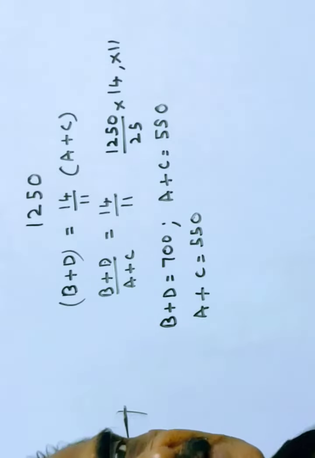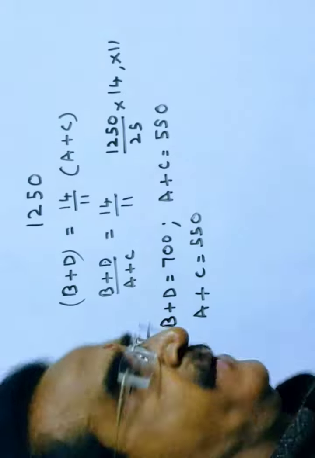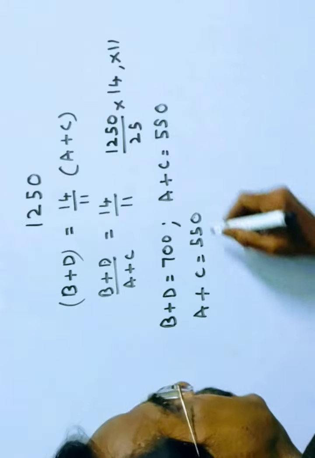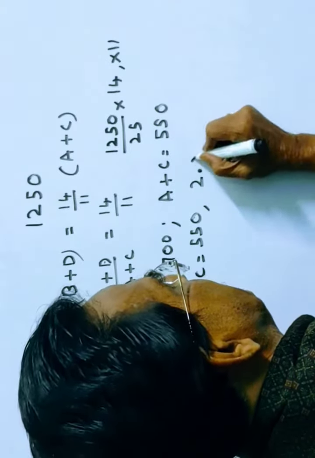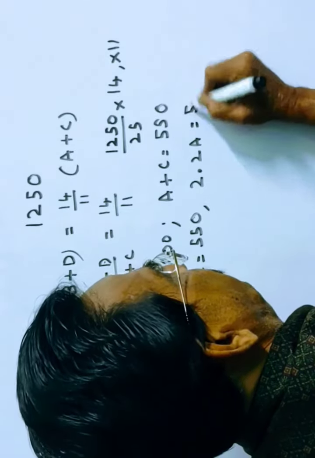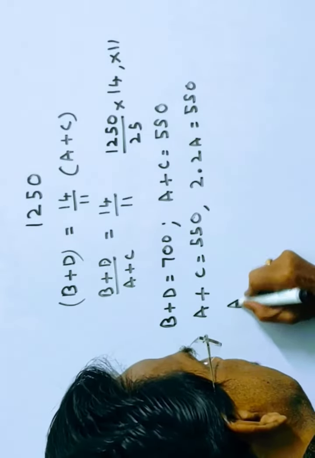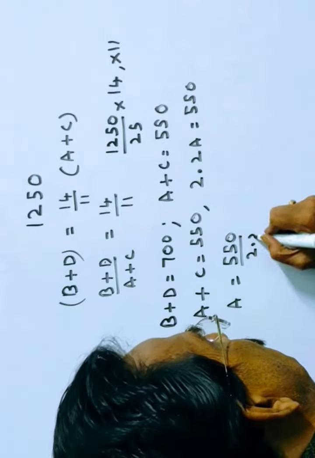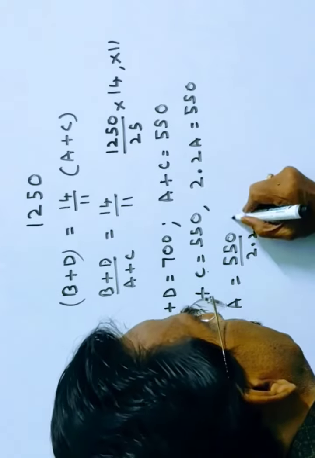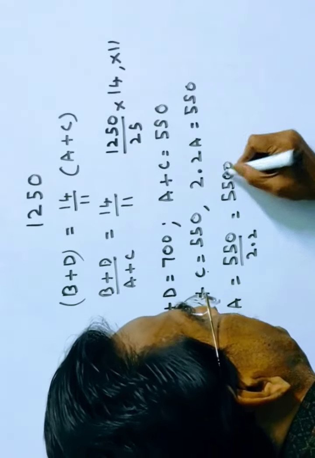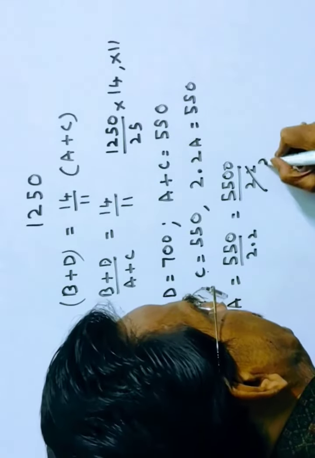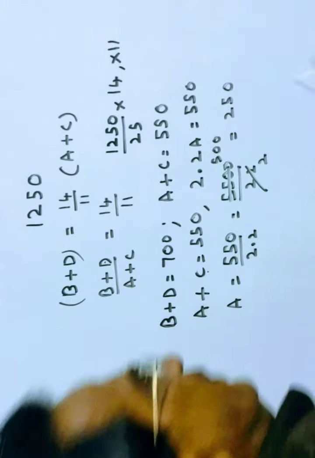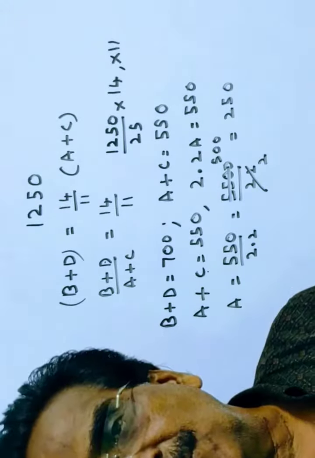Friends, it is given that the share of C is 1.2 of A. So, in place of C, I am writing 1.2A. 1.2A plus A, 2.2A, is equal to 550. Friends, A is equal to 550 by 2.2, which is equal to 5500 by 22. Friends, 11 2s, 11 500s, that is equal to 250. Friends, we have A is equal to 250.